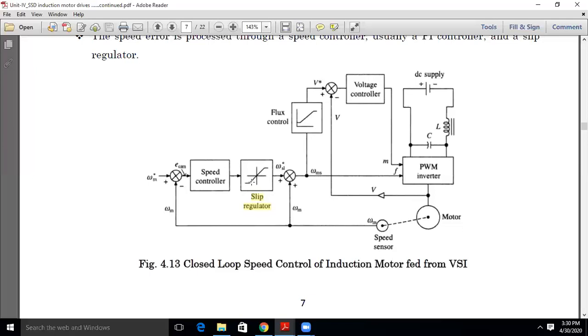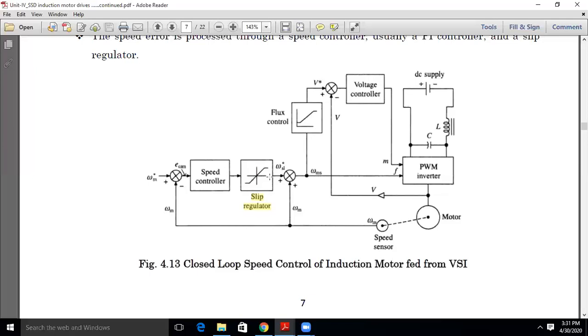It means the slip regulator always sees that the value of slip is under the limits. Suppose it exceeds the value of 1, the slip regulator will limit the value of slip to 1. If it is within -1 and +1, it will not function and leaves the value produced by the speed controller. That is the function of the slip regulator: it limits the slip value to between -1 and +1.